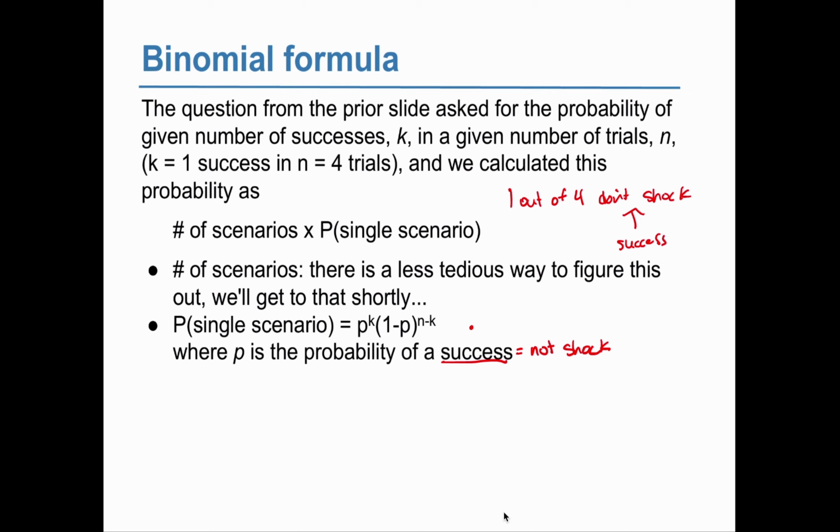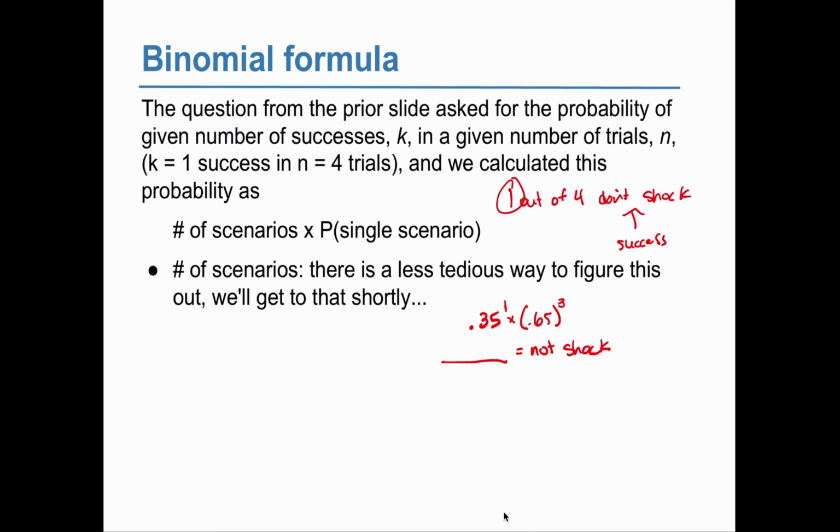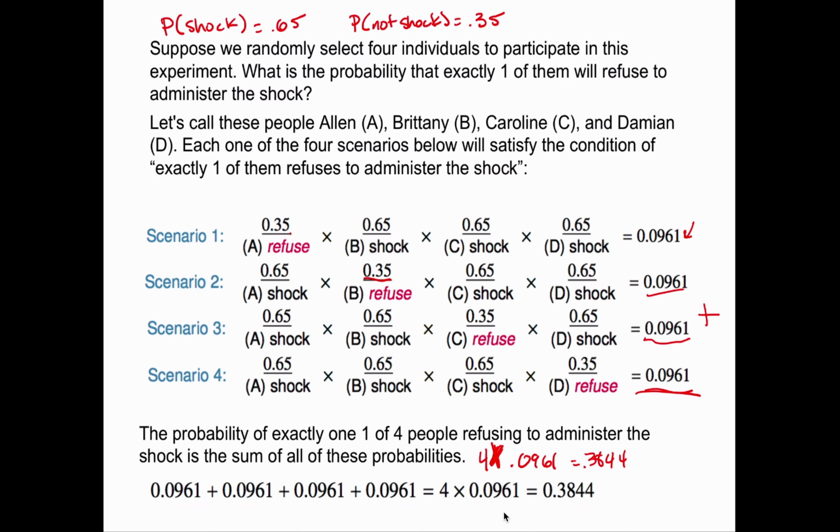So the probability of not giving the shock is 0.35. We have 1 person doing that. And then the probability of giving the shock was 0.65, and we have 3 people doing that. And if you look back on the previous slide, that's exactly what we see here: 0.35 times 0.65 to the third.